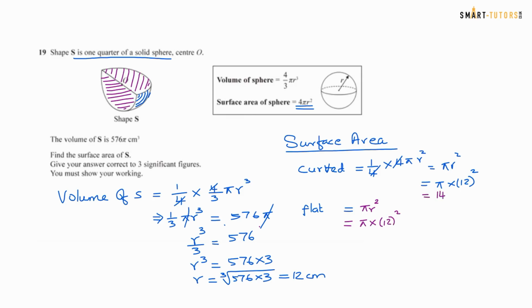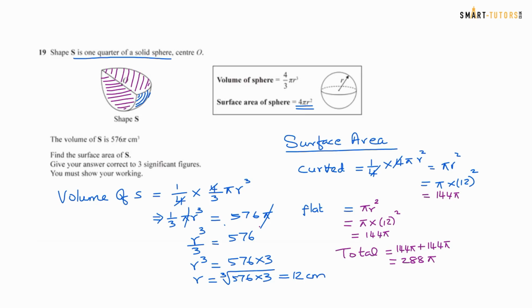The full circle's area is pi r squared, again pi times 12 squared. So this is 144 pi and this also is 144 pi, and the total is 144 pi plus 144 pi. The answer is 288 pi, and I'm going to use the calculator quickly.